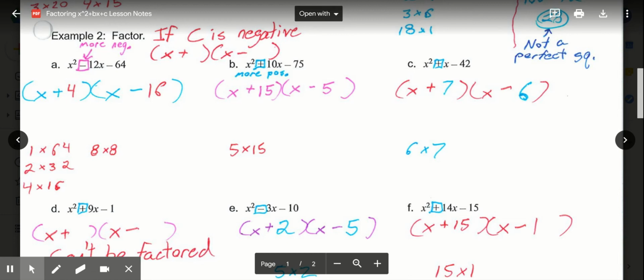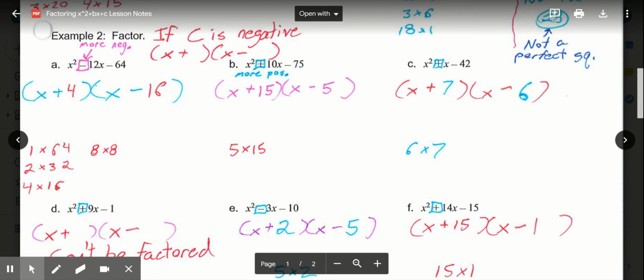Then, instead of thinking of two factors that add to be the number in the middle, because in this case we have the plus minus, we want to think about two factors that subtract, or the difference is 12. So 16 times 4 is 64. 16 minus 4 is 12. Then when we're setting it up, because it's a minus 12x, I need it to be x minus 16 and x plus 4, which gives me more negatives than minus 12x when we FOIL.